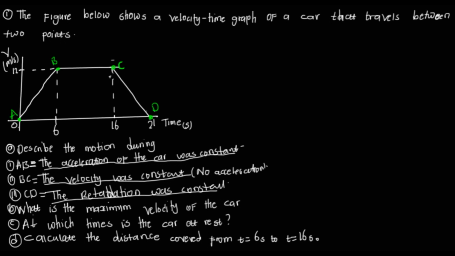Then from there, let's look at question B. What is the maximum velocity of the car? We are looking at the velocity which this car reached. The maximum velocity can be obtained between point B and C, because from the graph we can see that this was the highest height reached by the graph. So the maximum velocity was 12 meters per second because it didn't exceed that point.